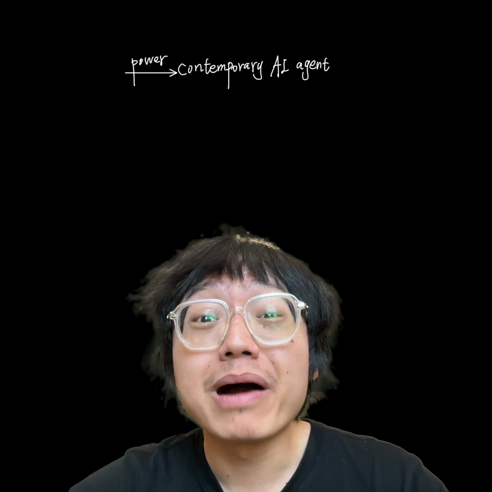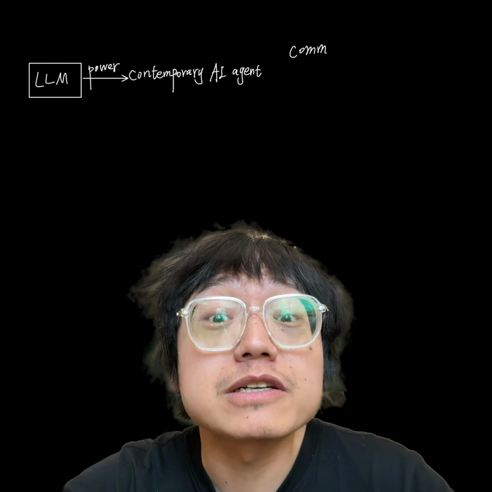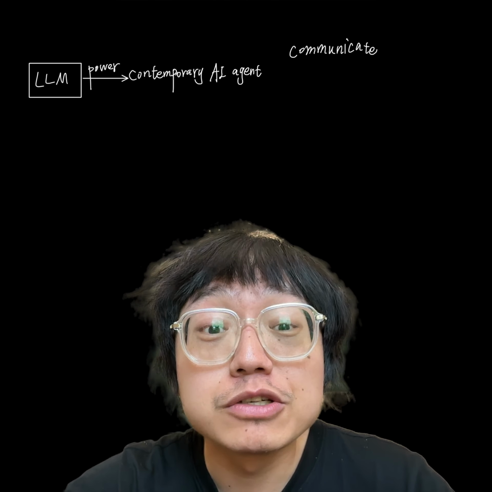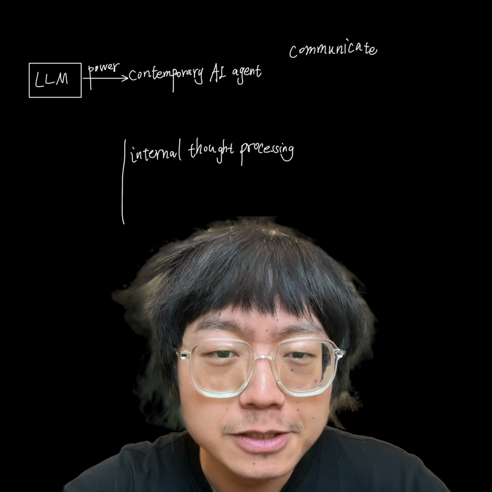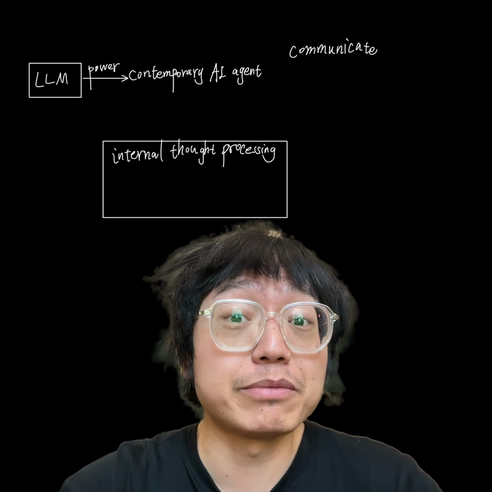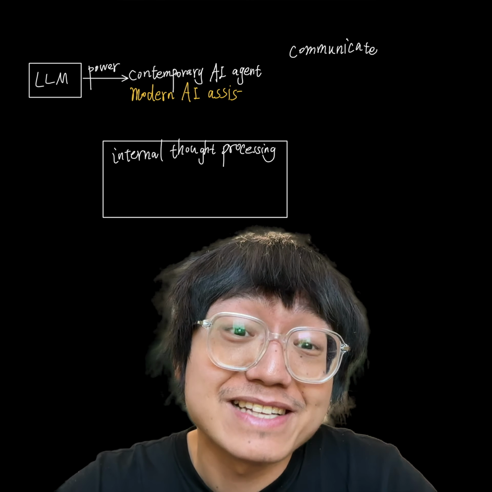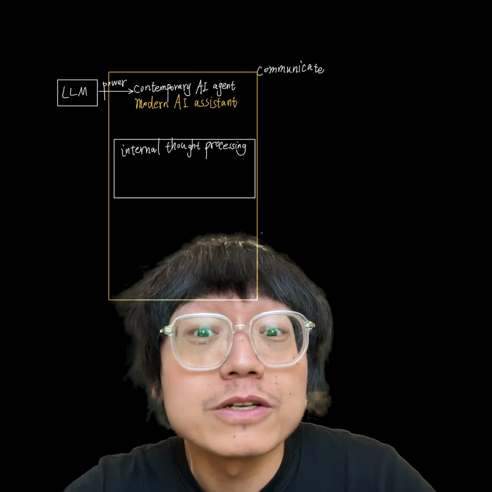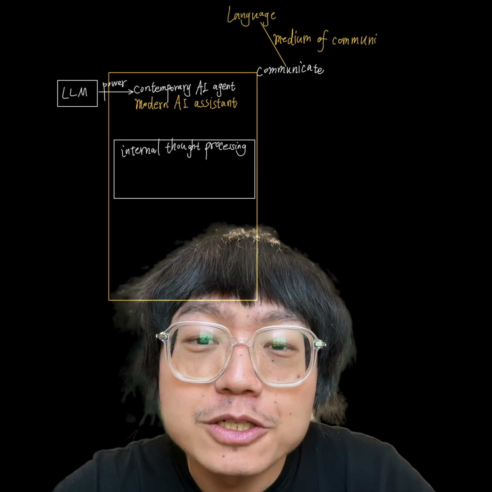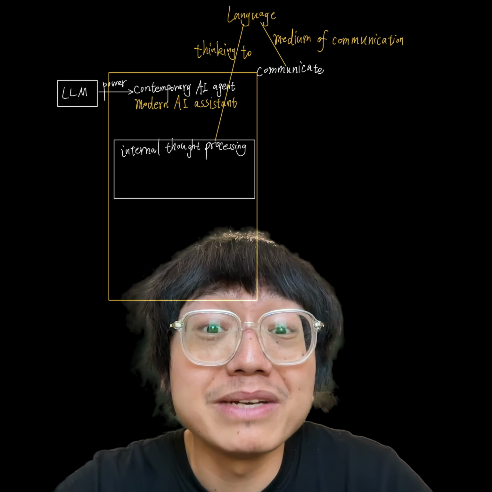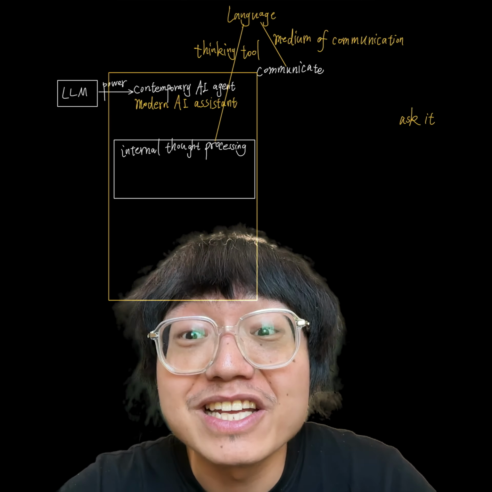However, there is something dramatically different about contemporary AI agents, particularly those powered by large language models like ChatGPT. The most fundamental change is language, which is both a tool for communication and for internal thought processing. So let's break this down with examples. Consider a modern AI system like ChatGPT, which, unlike the vacuum, uses language as both a medium of communication and a thinking tool.